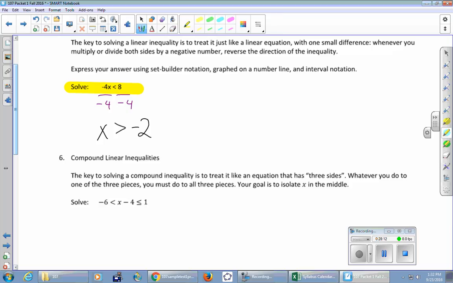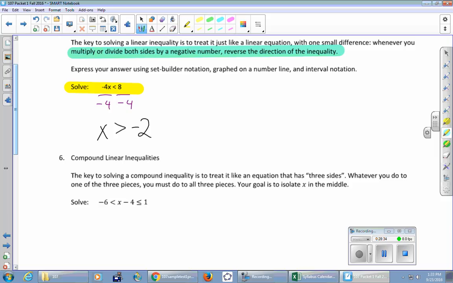So I think that's written out up here. Multiply or divide both sides by a negative, reverse the direction. If you're dividing by a positive, don't do anything, just copy it, right? Multiplying by positive, copy it. Adding or subtracting doesn't matter, just copy it. It's the only two cases where you change the direction: multiply or divide by a negative.